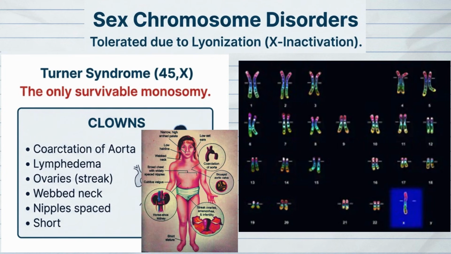Clinically, you see the following features. I remember this by the CLOWNS mnemonic: Coarctation of aorta, Lymphedema, Ovaries are streaked, Webbed neck, Nipples are widely spaced, and Short stature.